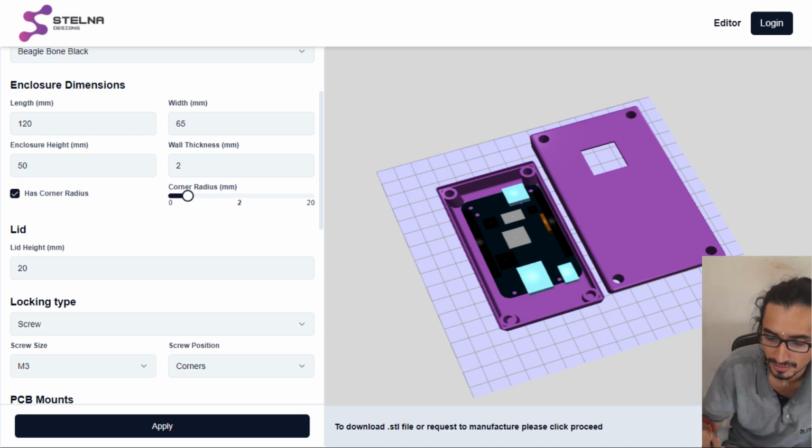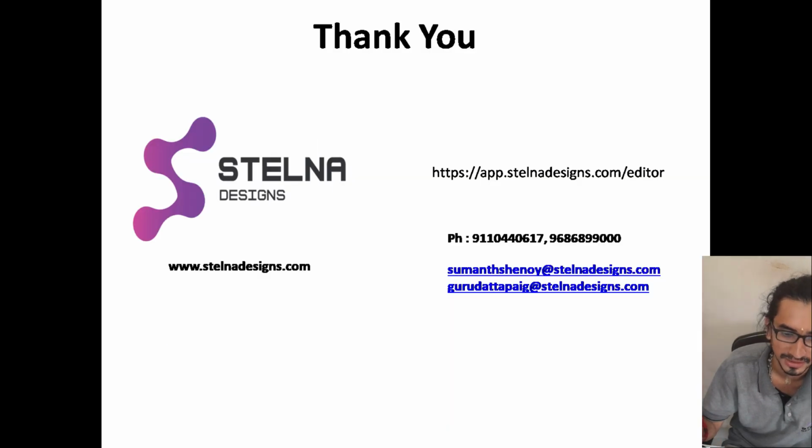Right now we have the tool. You can log into our website and check it out. I request all the users to check the tool and also suggest it to people you are in touch with for whom it might be relevant.